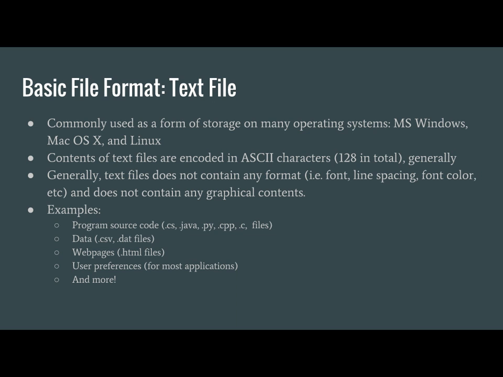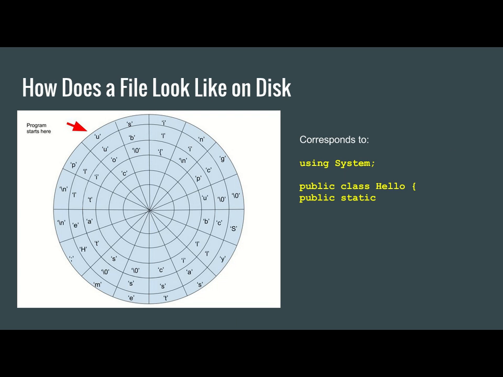So the contents in the text file are mostly ASCII characters, meaning that they are mostly English characters with some punctuation and numbers in it. And a text file has no format. What it means is that there's no font color, there's no font size, there's no picture in it, there's no line spacing. It's plain text, like this. There's no data that tells you what the fonts should be like.